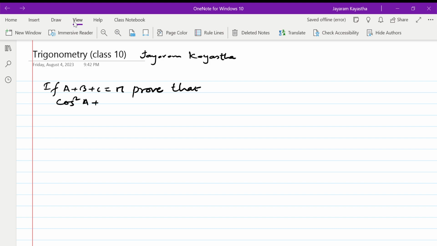cos square A plus cos square B minus cos square C is equal to 1 minus 2 sin A sin B cos C. Okay, this is the problem. This can be done in many ways, but I'm using the squaring method to solve this.